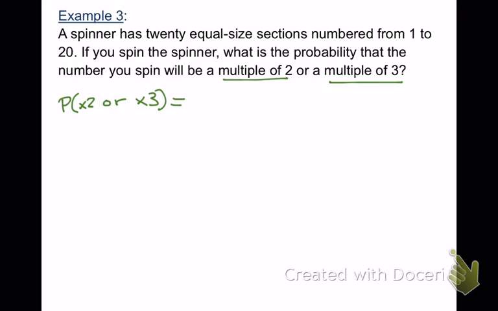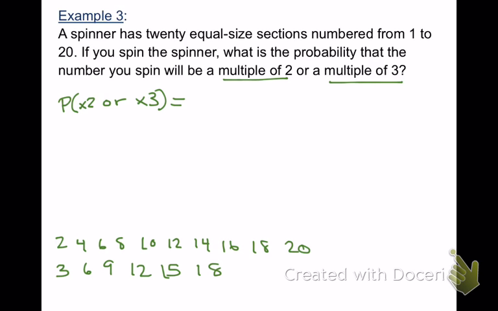So multiples of 2 would be 2, 4, 6, 8, 10, 12, 14, 16, 18, and 20. And then the multiples of 3 are 3, 6, 9, 12, 15, and 18. So do we have any overlap? We can see that we have the 6s in common, we have the 12s in common, and we have the 18s in common. So we have 1, 2, 3, 4, 5, 6, 7, 8, 9, 10.